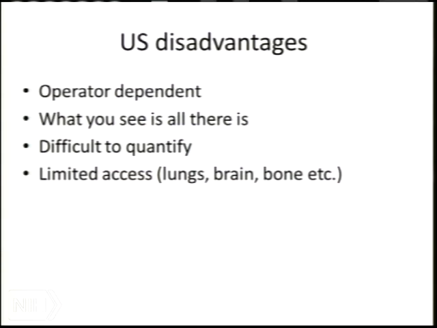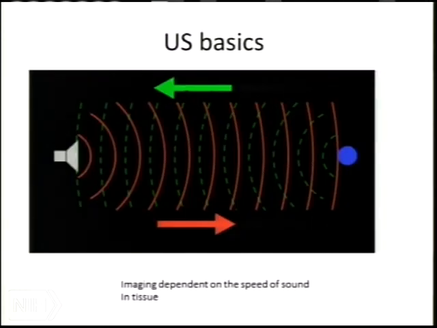So what you see is all there is. And it's difficult to quantify because it's just sound waves. And there are just some tissues that won't permit the transmission of ultrasound waves, like the lungs, air. Sound just bounces right off. So you can't image the lungs. You can't image the bones. And because of that, you can't image the brain because that's surrounded by bone. And there are other examples. So there are some limitations.